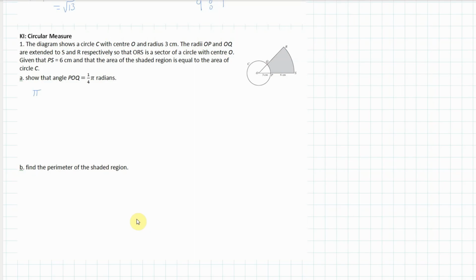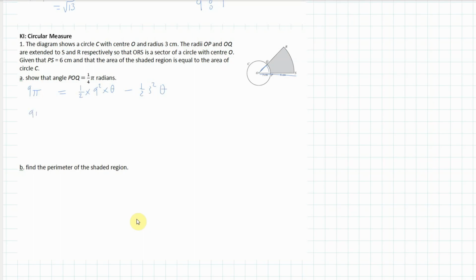Now, area of a circle is pi times r squared. So the area of the circle is 9 pi, because pi times 3 squared. And that apparently is equal to the area of the shaded region. Now, the shaded region is going to be equal to half r squared theta. So half times, now I'm going to use this radius here, which is 9. 9 squared times theta minus, and then I've got to cut this little bit out here, which is half 3 squared theta.